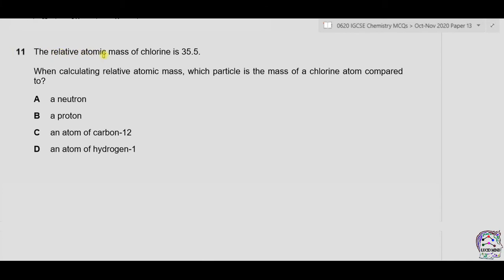Question 11. The relative atomic mass of chlorine is 35.5. When calculating relative atomic mass, which particle is the mass of a chlorine atom compared to? Now whenever we are taking relative atomic mass, it means that it is compared to an atom of carbon, which is taken as 12. So A, B and D are incorrect. The only correct option is C.